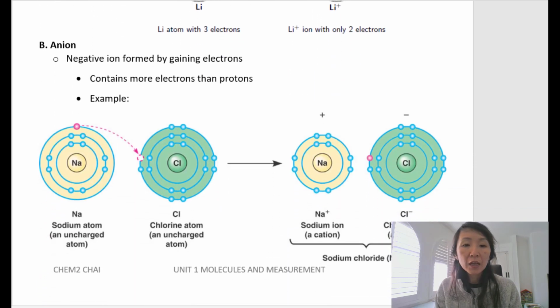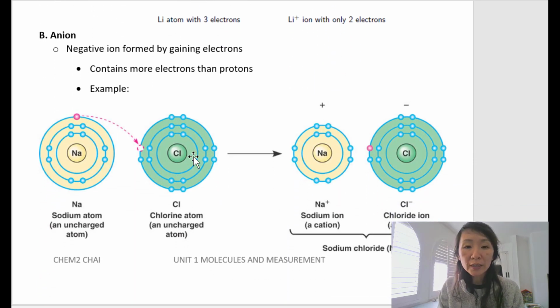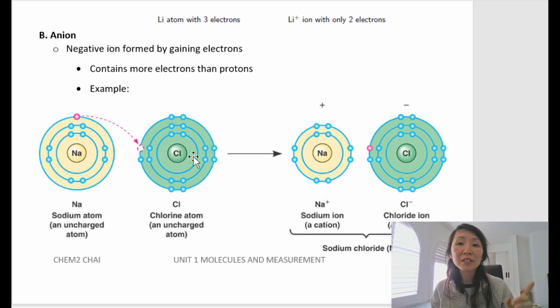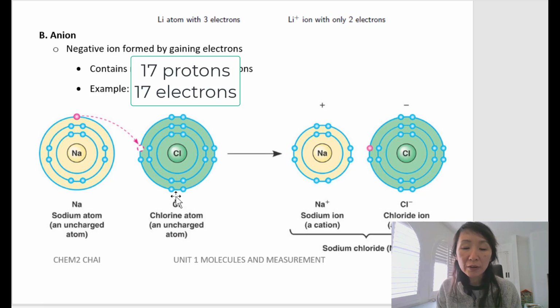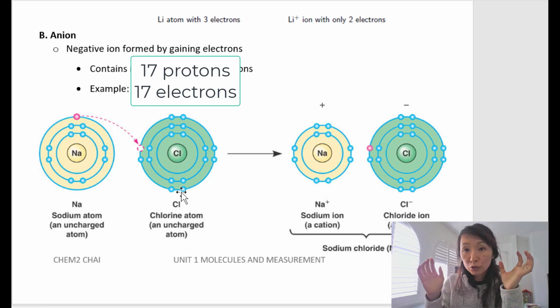Let's talk about anions, or a negatively charged atom. So here, chlorine, can you find chlorine on the periodic table? In the periodic table, chlorine is number 17, which means that there are 17 protons in here. If you count all of these electrons that are around it, this chlorine has 17 electrons. So 17 protons, 17 electrons, therefore there is going to be a neutral charged element, just Cl.